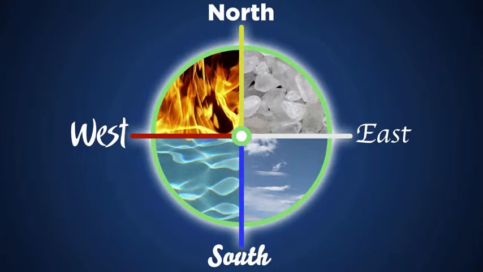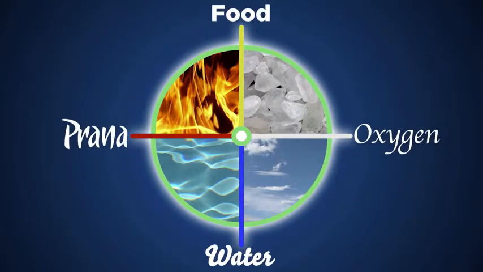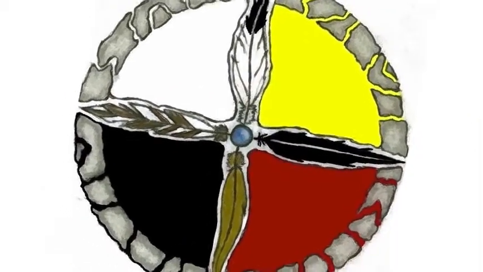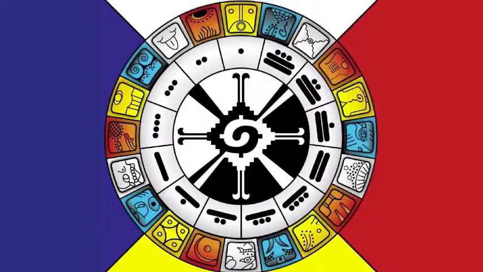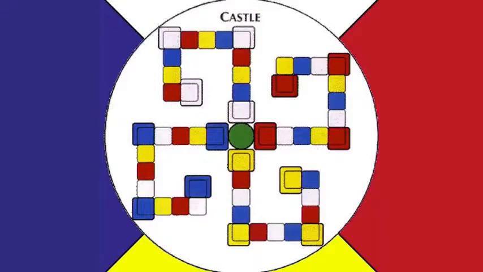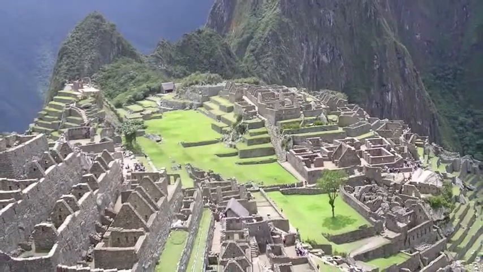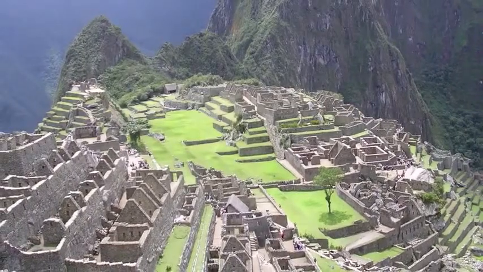We have four directions. We have four ways of taking in energy: food, water, oxygen, and prana. We have four directions on the Native American medicine wheel. Also, we have the Mayan Hunab Ku, as well as the dream spell calendar. This system is all over the ancient past in symbolism hidden in different cultures.